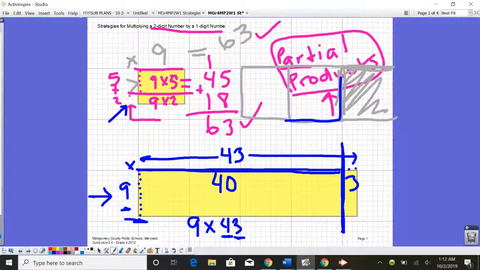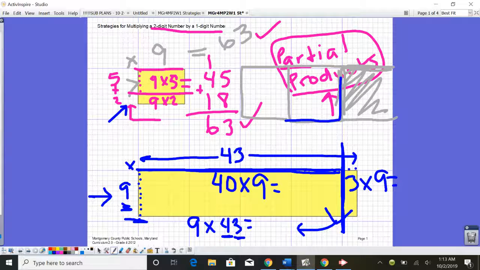40 and 3 is 43. Did I change my 9 at all? Did I cut it up, or are there still 9 rows in each box? Well, there are actually still 9 rows in each box. So this side of the array is 40 columns and 9 rows. And this side of the array is 3 columns and 9 rows. What I can do now is find the answer to each part, and then I can add them back together to get the total answer of the entire array.